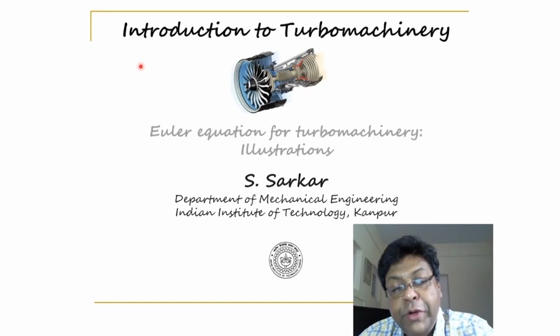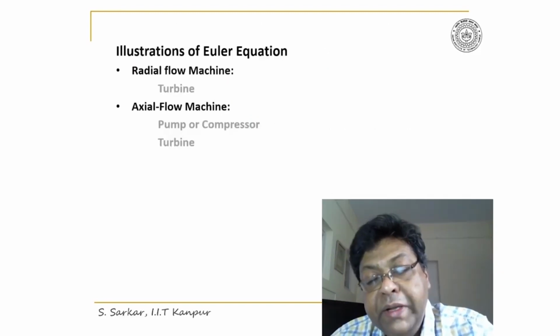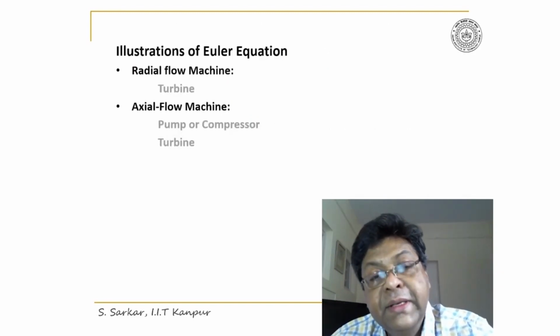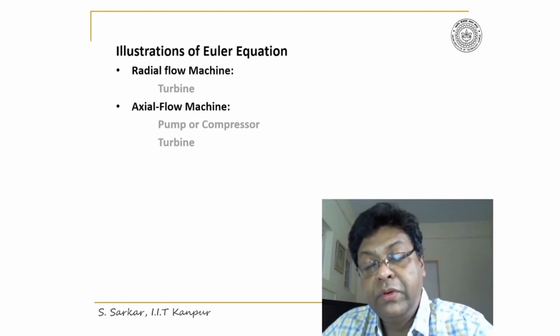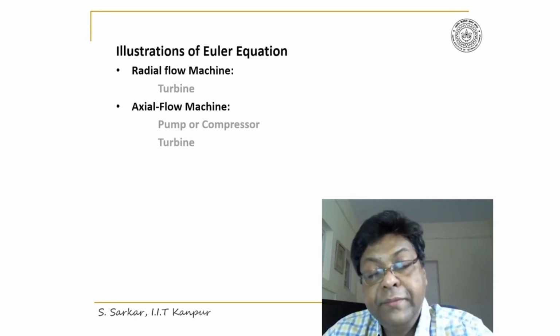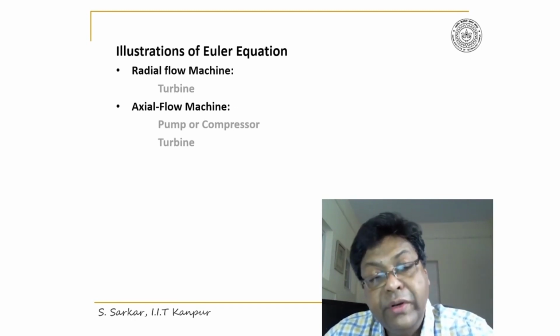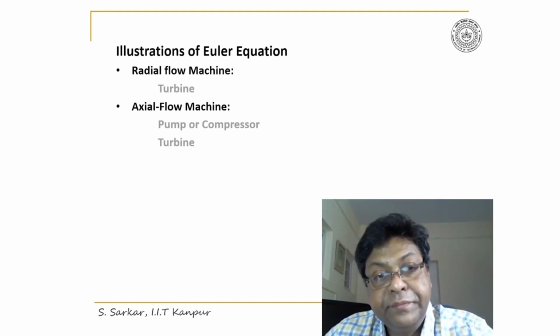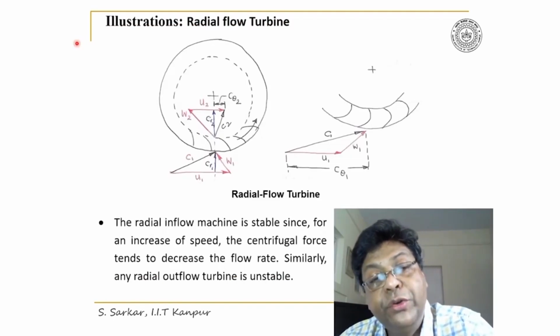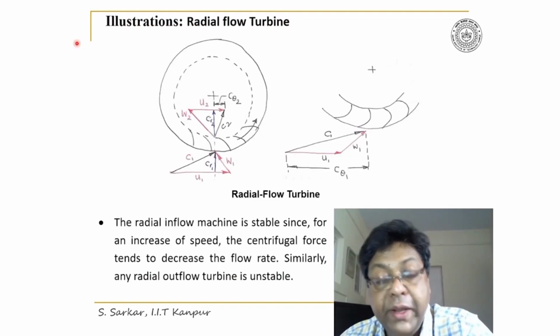Hello, today I'll continue the discussion on Euler equation for turbomachinery. The content of the lecture today is illustrations of Euler equation, radial flow turbines, then I would go to axial flow machines, and here I'll discuss on pump or compressors and turbine. I'd initiate the discussion today with a radial flow turbine.